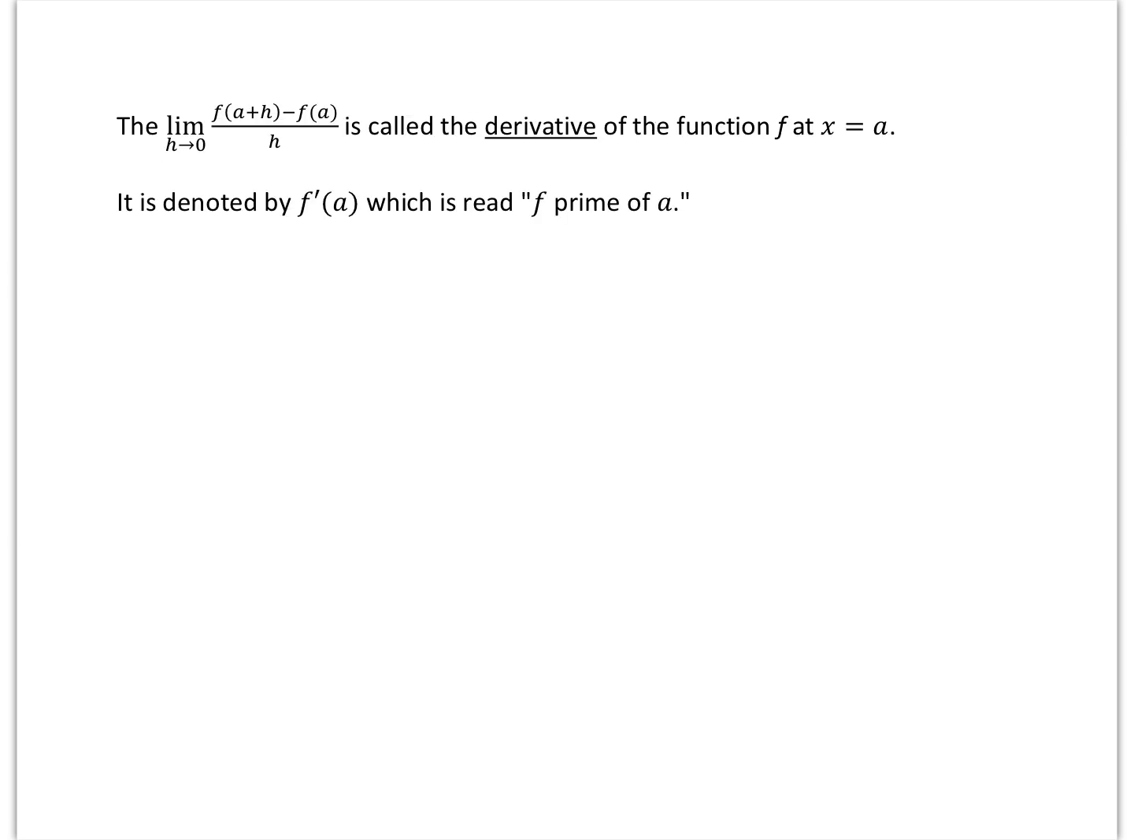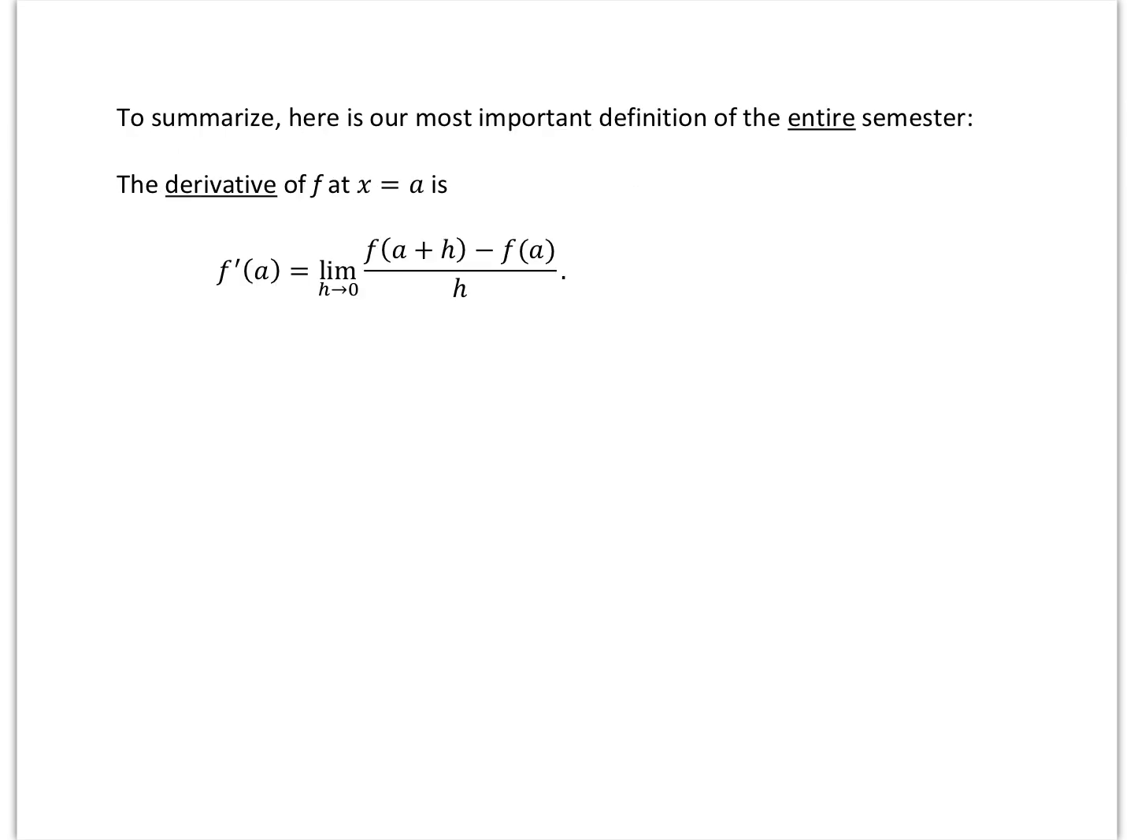The instantaneous rate of change of a function at t equals a or x equals a is called the derivative of the function at x equals a, and we denote it with this little apostrophe, okay, and we read that f prime of a. The derivative of f at a is this limit. It's the slope of the tangent line. To summarize, our most important definition of the entire semester is the derivative of f at x equals a, also known as the instantaneous rate of change at x equals a. It is the slope of the line tangent to f at x equals a.